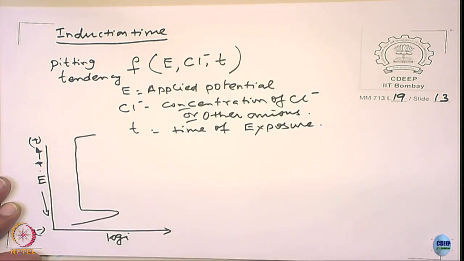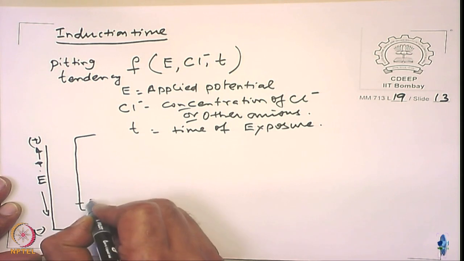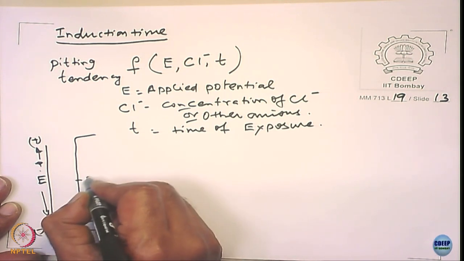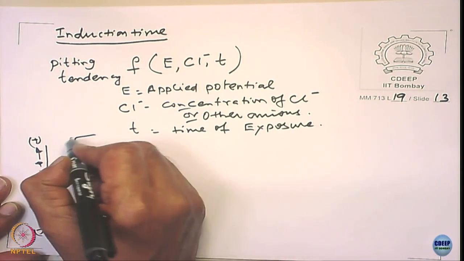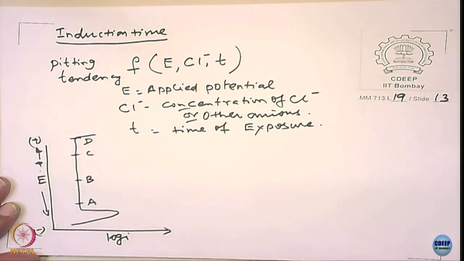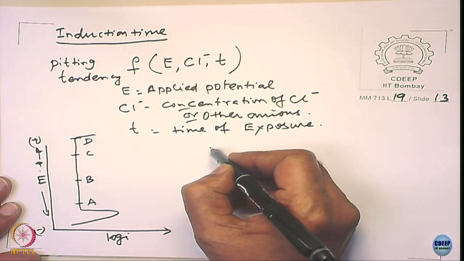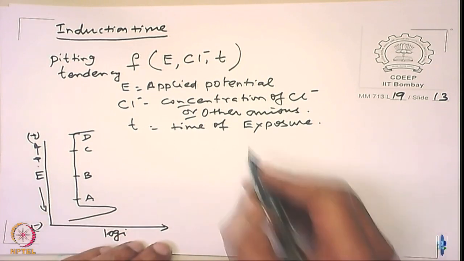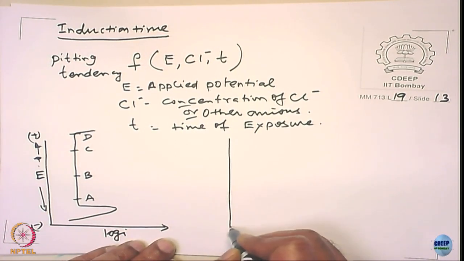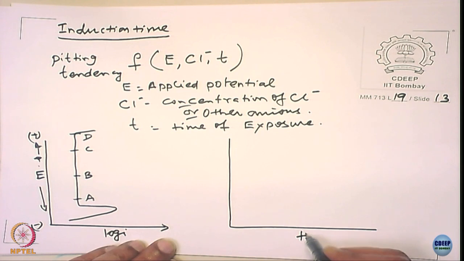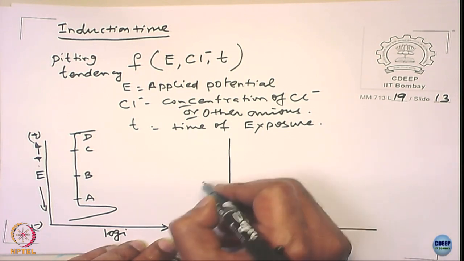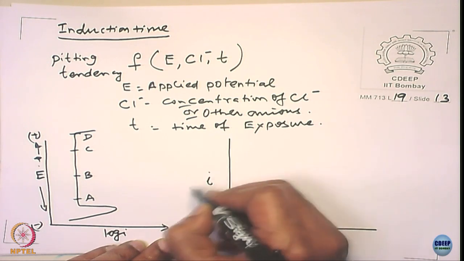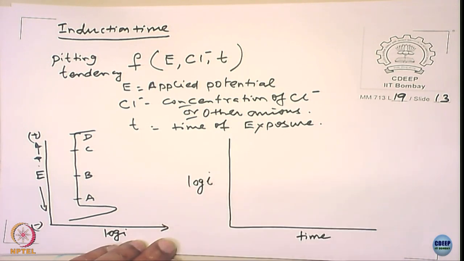Suppose like this, okay. Suppose you take these points, and I hold the sample at that particular potential, and plot time versus the current, log I you can call it, okay, log I current.